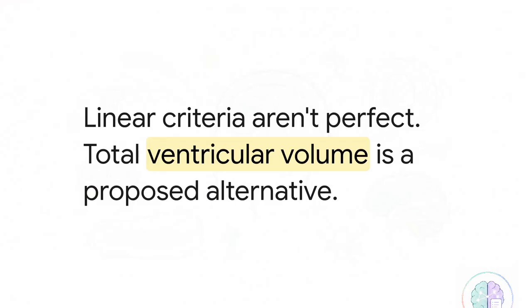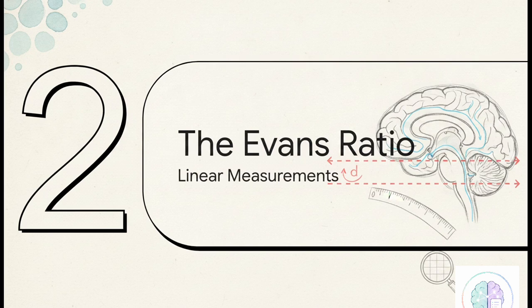Because eyeballing it is so subjective, we do have quantitative linear criteria. But honestly, they aren't perfectly satisfactory. That's exactly why calculating total ventricular volume is being proposed as a much more accurate alternative for the future. Okay, moving to Section 2, calculating the Evans ratio.